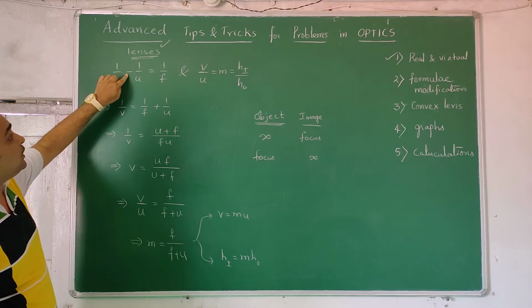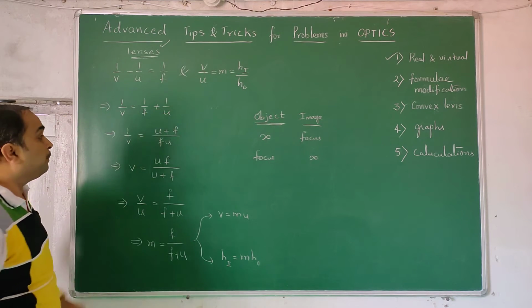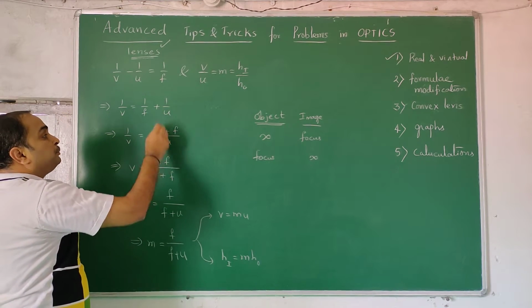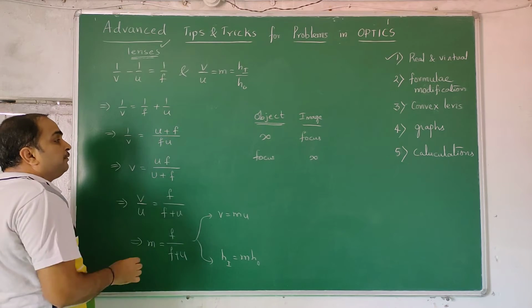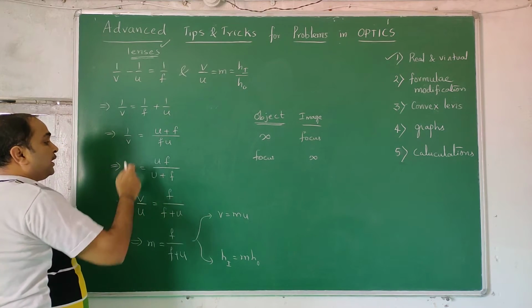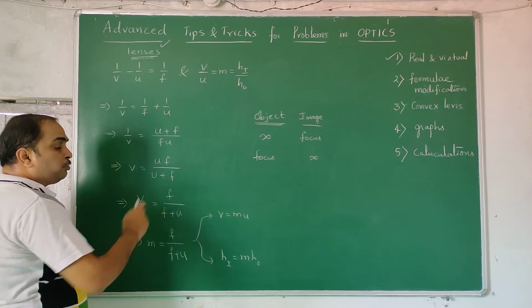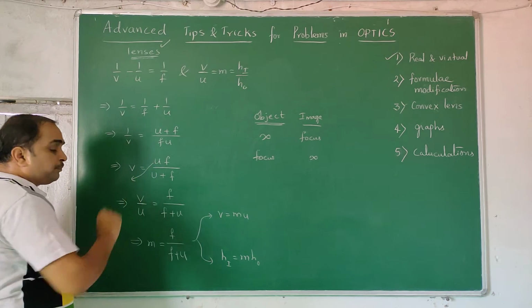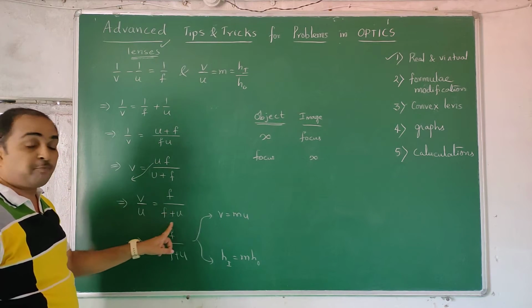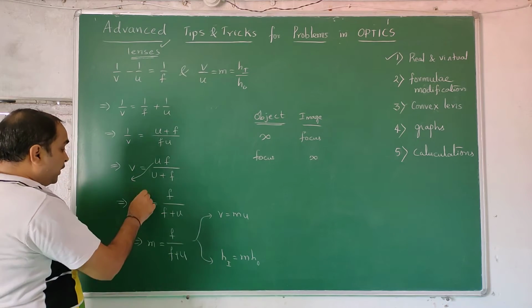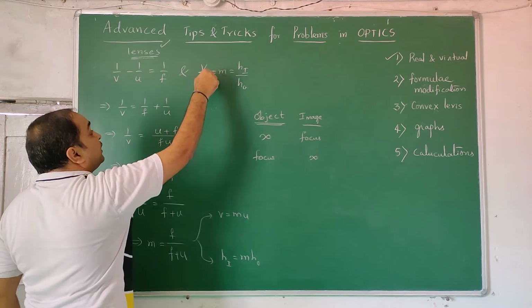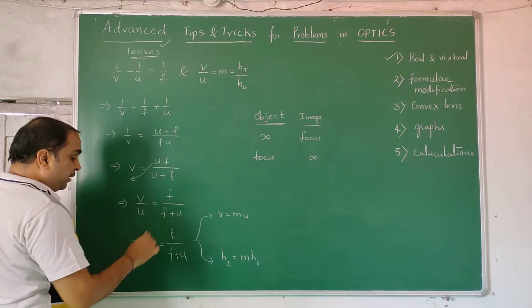Now in this formula, minus 1 by U goes to the other side and becomes plus 1 by U. Take the LCM, FU, so F times U plus F. Reciprocate this: V is equal to UF by U plus F. Bring this U down: V by U is equal to F by F plus U. But what is V by U? We have already derived it. V by U is nothing but M. That means you have found M now.